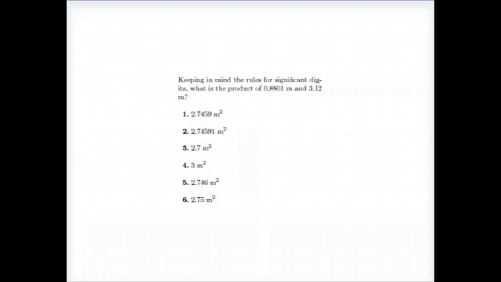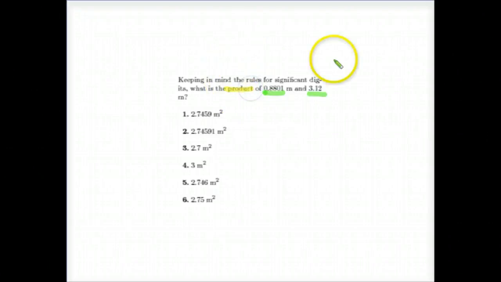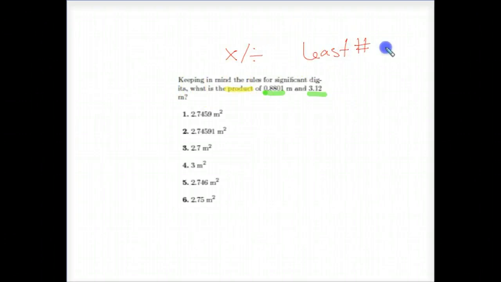You're told a couple of things with this problem. We're going to go through this step by step. Keep in mind the rules for significant digits. So we have 0.8801 and we have 3.12. Product is the key word there, because that tells us we're multiplying and dividing. So we're doing multiplication and division. That means in terms of the rules we keep the least number of sig digs. Before we ever start and look at our answers, we're going to look at what we're given.